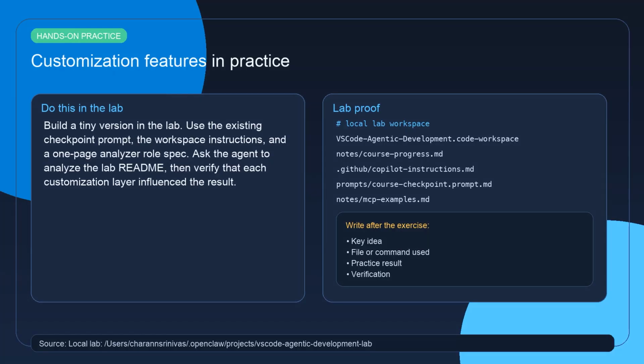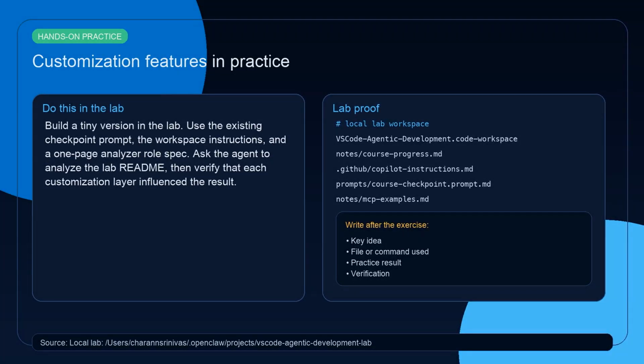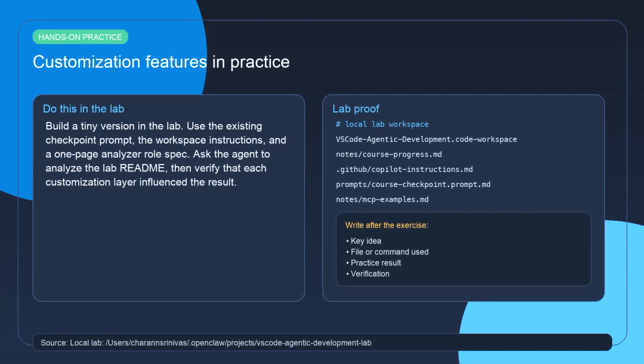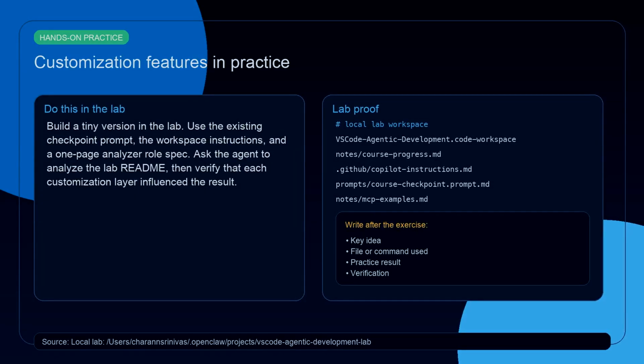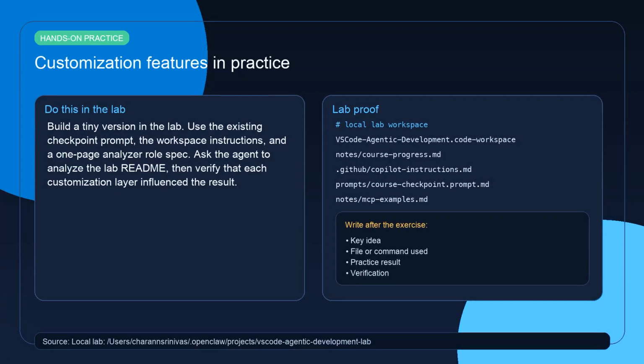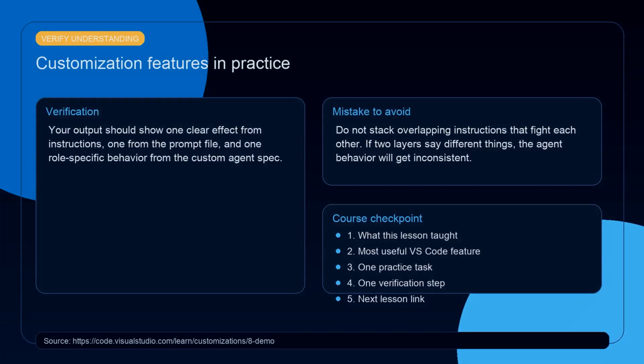Now make it practical. Build a tiny version in the lab. Use the existing checkpoint prompt, the workspace instructions, and a one-page analyzer role spec. Ask the agent to analyze the lab README, then verify that each customization layer influenced the result. Your verification step is this.